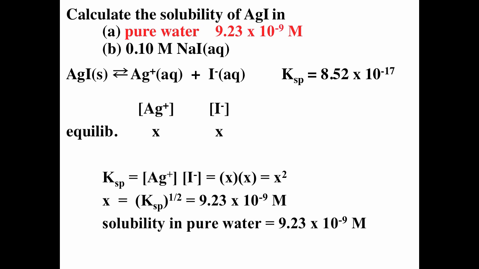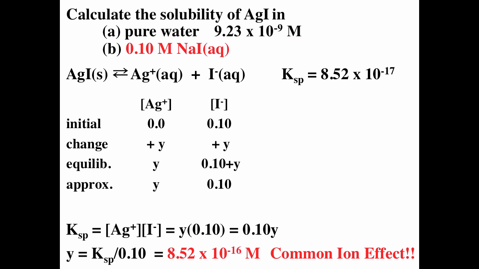Now we can actually calculate the solubility in 0.1 molar sodium iodide. Now we do it the same way. Initially we had 0 of the silver ions, as in the previous problem, but here we're saying that we're starting with a 0.1 molar solution of the iodide ions. Now I'm going to use Y for solubility because we have a common ion. And so when Y of silver iodide dissolves, you'll get plus Y of silver ions and plus Y of iodide ions. At equilibrium, we have initial plus the change, and so that gives us Y and 0.1 plus Y.